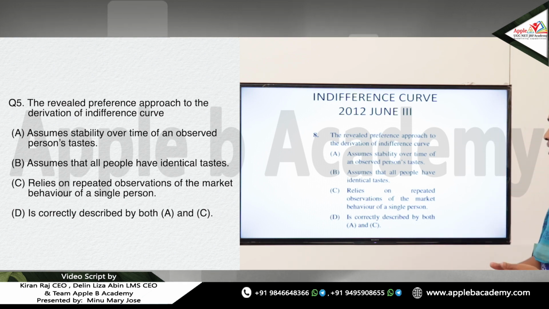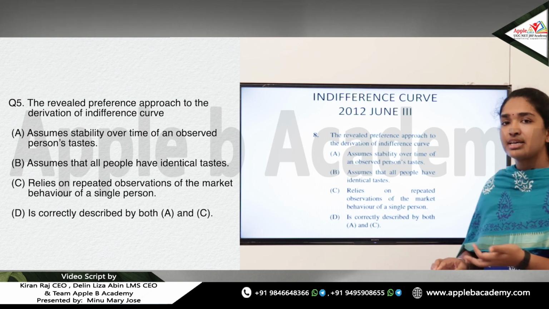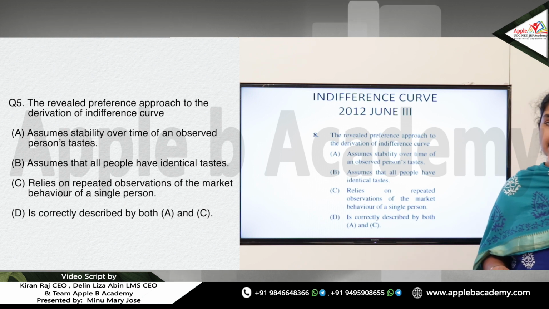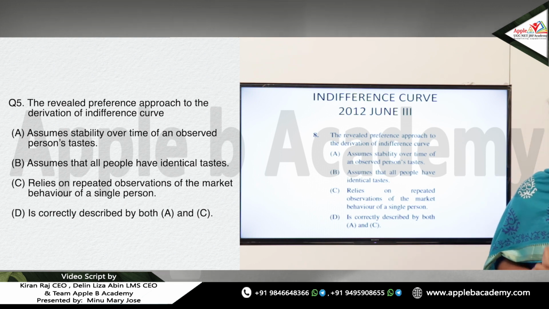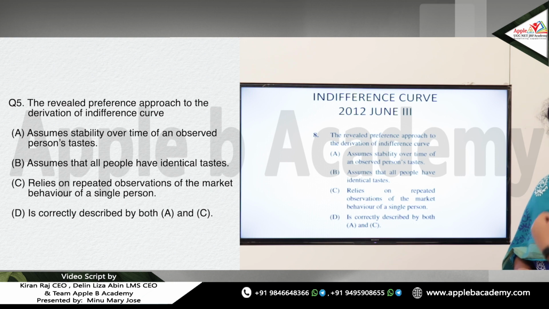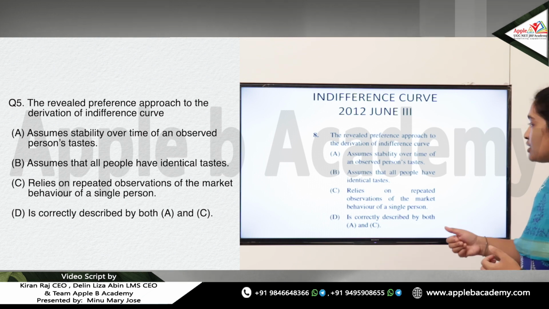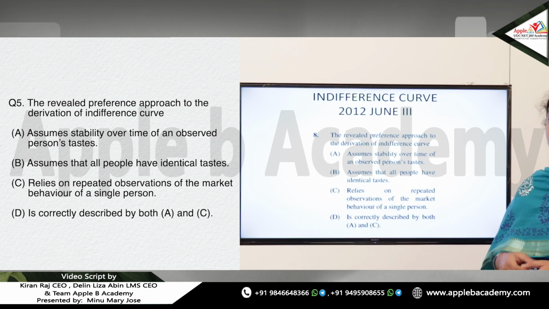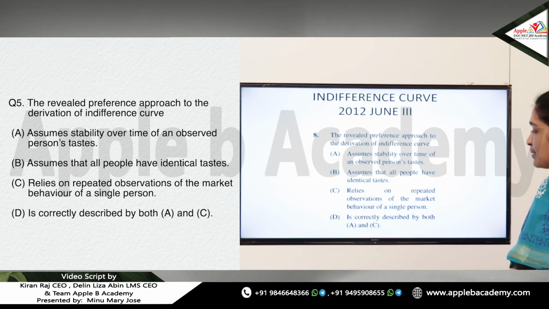And the second one, option B, assumes that all people have identical taste. We have already discussed in that video that such an assumption is never possible in case of an indifference curve, because each one has their own preferences and their preferences cannot be matched, or can never be equal for each and every one. So option B is something which we should not consider here when we consider indifference curve theory.